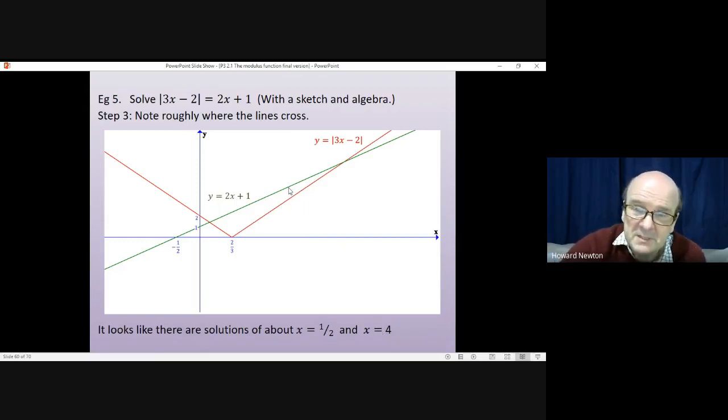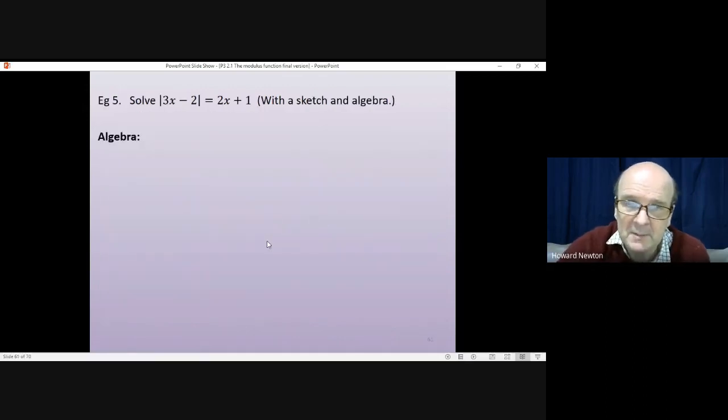The other reason for doing a sketch is sometimes you get 3, 4, 5 solutions. It can be more complex than this. If you do a sketch, you can see visually exactly how many solutions there are. So you make sure that you go hunting for the right number of solutions, and you don't stop hunting until you've found them all. Anyway, we'll now do this algebraically.